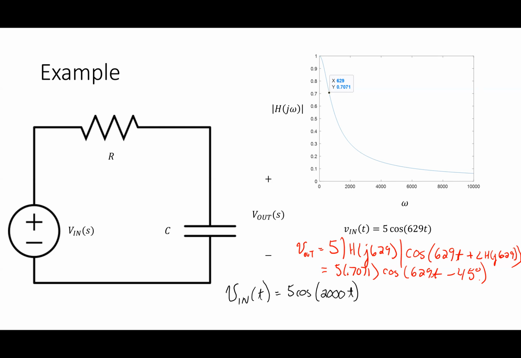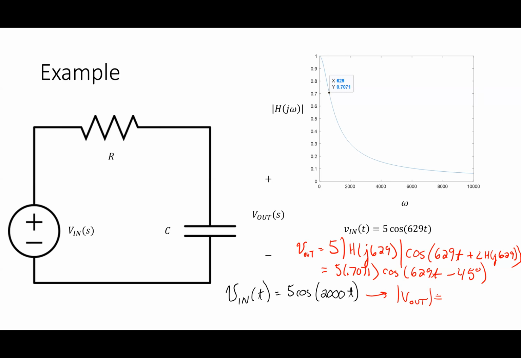So V in is 5 cosine 2000t. I want to figure out for this guy, what's the amplitude of the output going to be? So what's the magnitude of V out going to be if I had 5 cosine 2000t? What would it be? How would I approach this guy? What's that? Let MATLAB do it. Okay, well, I'm an old man. I'm going to look at this thing and say, how do I approach this thing?